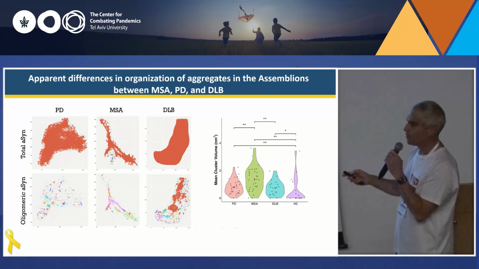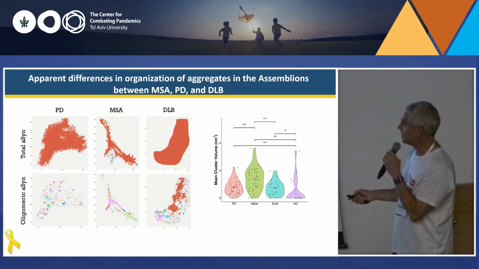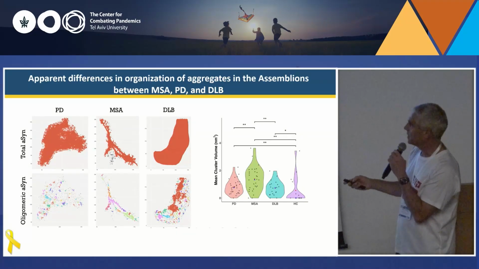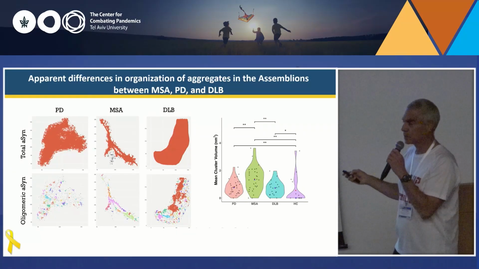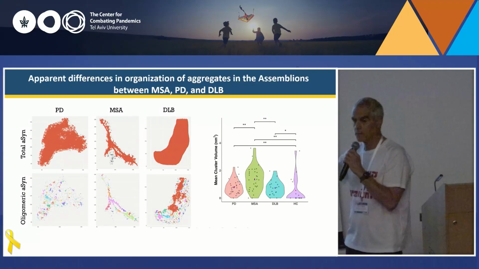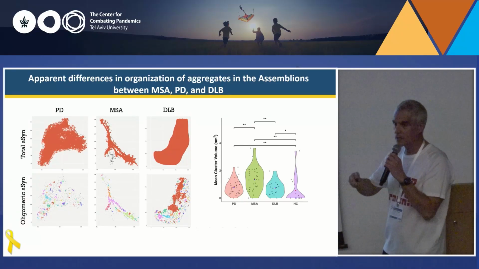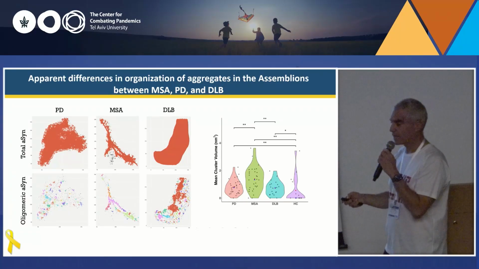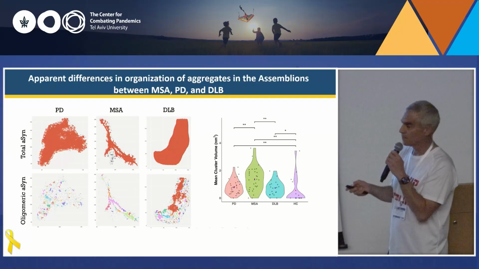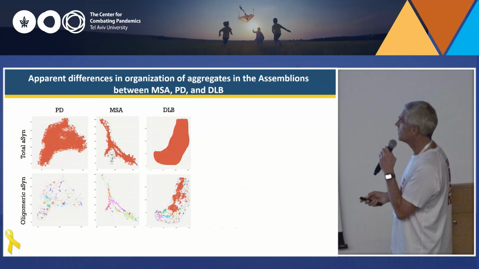When we look at the ratio of the aggregation of the oligomeric and the total, we can already start to see differences between the different diseases. Again, this can be added to what is known in the clinic, and this is something that we can also track later on when the disease progresses or when a treatment is given to the patient.